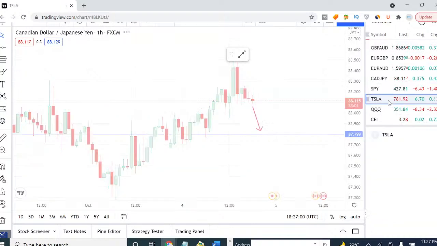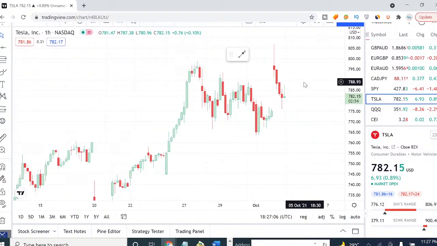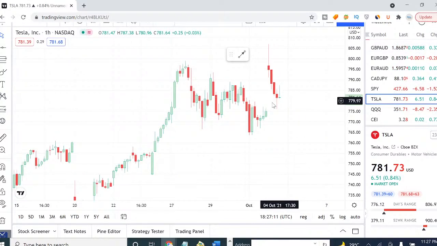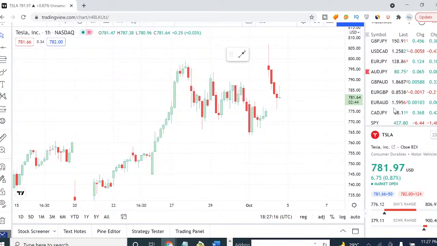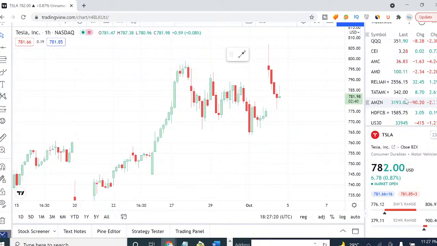Okay, guys, we have Tesla. Okay, so you know that some traders trade Tesla. So if we talk about Tesla, it looked to be bearish here, but right now it's not very clear. So we are going to talk about the next things here.